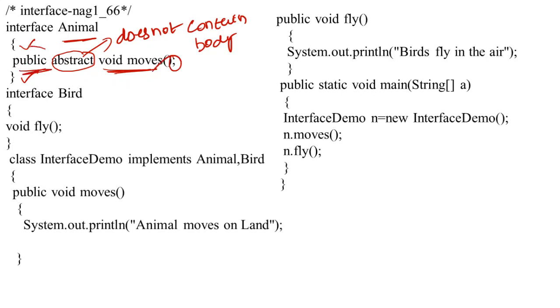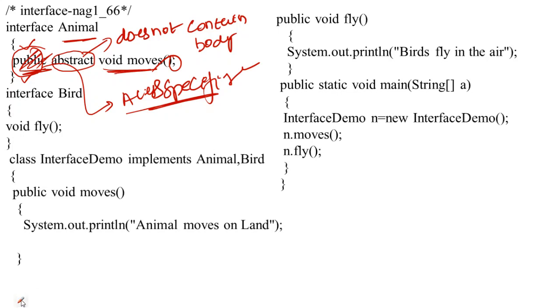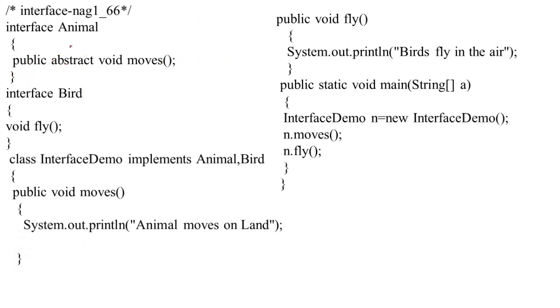I'm keeping public. In my next lecture, I will discuss access specifiers also. How many access specifiers are there in the Java programming language? I will discuss this, as well as the differences between abstract class and interfaces. At that time we will try to understand this. For the time being, just understand: I have an interface whose name is Animal, in which I declared a method moves.